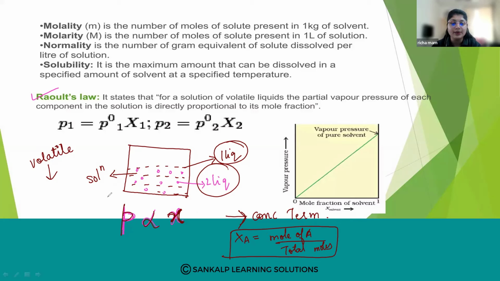Now, one more fact: whenever mole fraction is there, the total over all the components present should be equal to 1. So chi A plus chi B is equal to 1. This you have to keep in mind. This is the total number of components present, and it should be equal to 1.